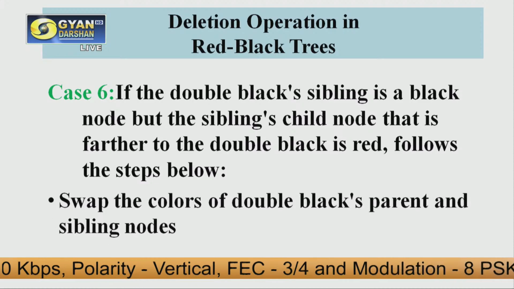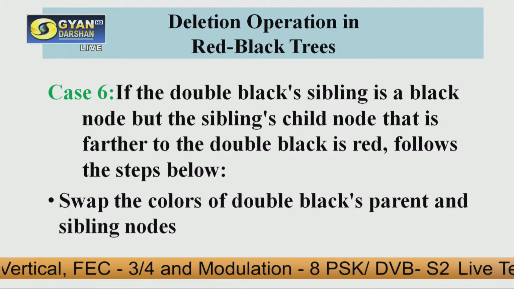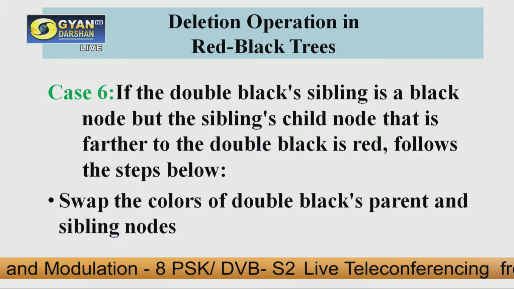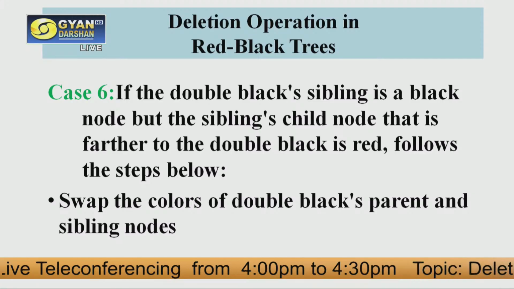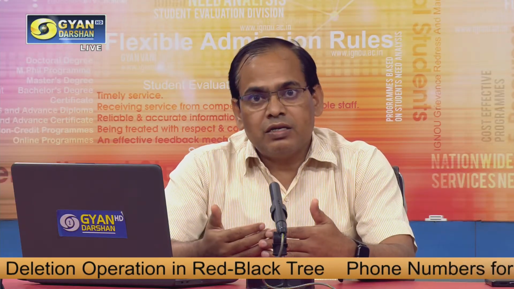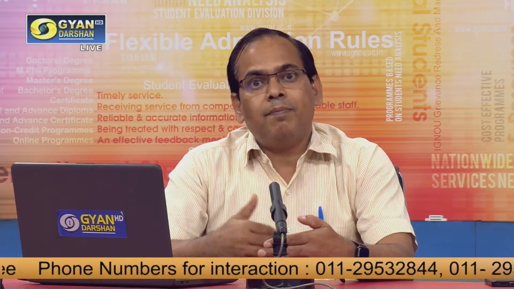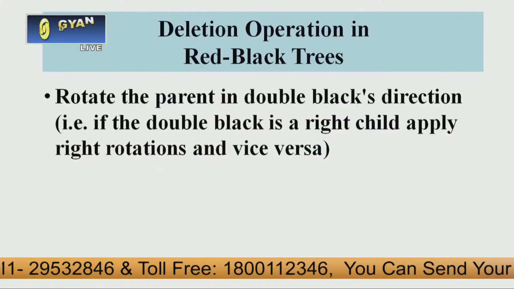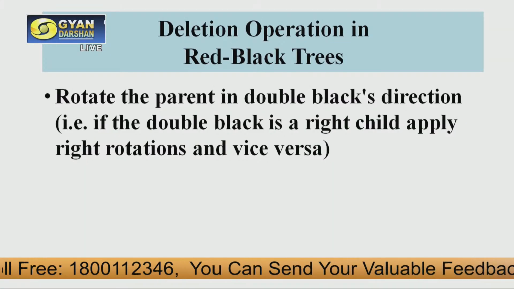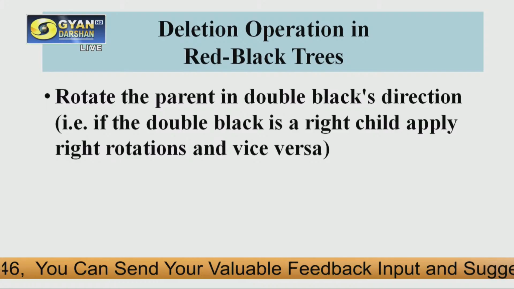Then what we do? We swap the color of the double black's parent and sibling node. Here the color of the parent and sibling node is changed. If the parent is red, then it becomes black, and if the sibling is black, then it becomes red. But if the parent is already black, then the sibling becomes double black. And thereafter we rotate the parent, the double black's parent, in the double black's direction.